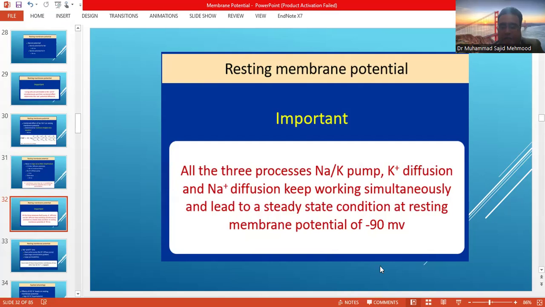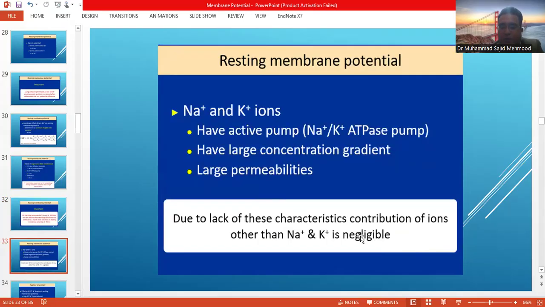Resting membrane potential, all the three processes, sodium potassium pump, potassium diffusion, and sodium diffusion, keep working simultaneously and lead to steady state condition at resting membrane potential of about -90 millivolt. Sodium and potassium ions have active pumps and have large concentration gradient and large permeability. Due to lack of these characteristics, contribution of ions other than sodium and potassium is negligible.